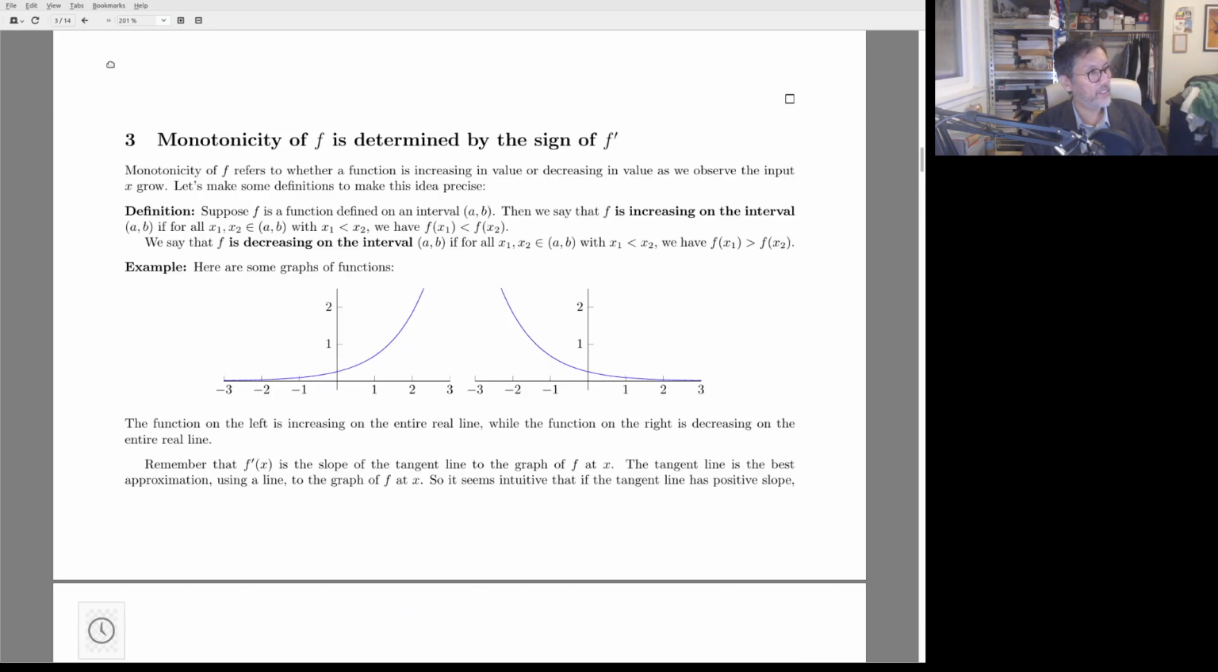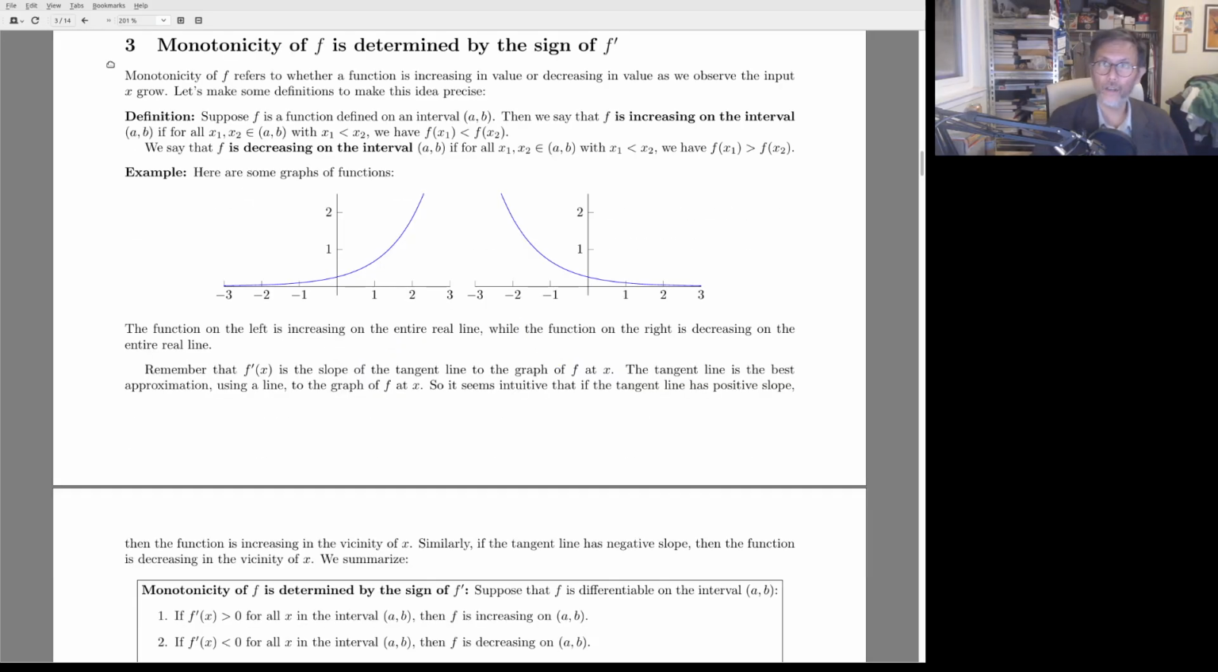However, today I want to talk about section 3 of this handout. And I want to talk about the concept, again, of monotonicity. And you can read here that this is just a fancy word referring to whether a function is increasing in value or decreasing in value as we observe the input x grow.